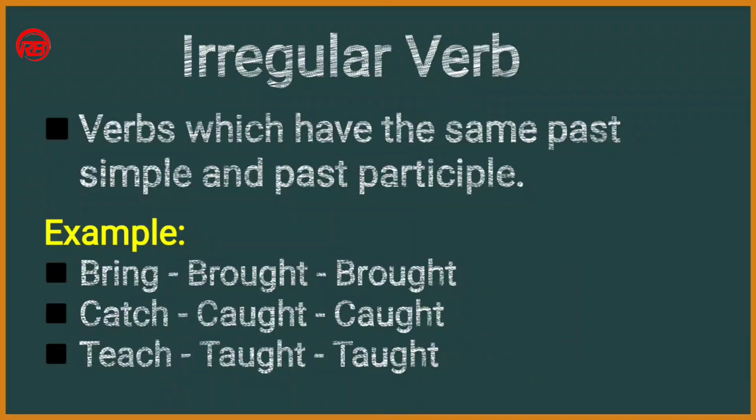And in the next one, verbs which have the same past simple and past participle. In the first type, all three remain the same. Here, past simple and past participle will remain the same. For example, bring, brought, brought, catch, caught, caught, teach, taught, taught.